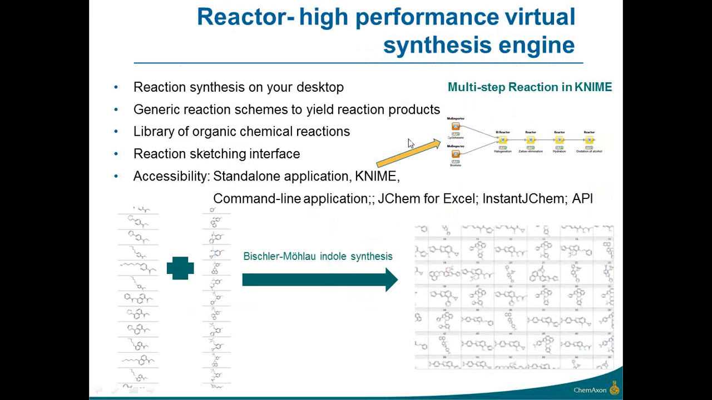Again, Reactor is our reaction synthesis tool which allows you to build reactions on your desktop. It's available as a standalone application, but it can also be integrated, and it's integrated in KNIME nodes and Pipeline Pilot nodes as well. Also, it's supported in JChem for Excel, Instant JChem, and via API. Basically what it does is take a list of reagents. For example, we have list A and list B, and using different synthesis paths, you can build any possible combination and get products out of the list.